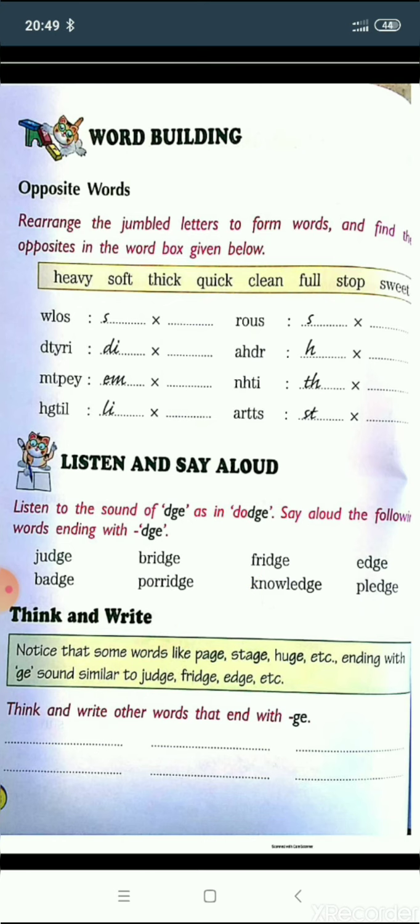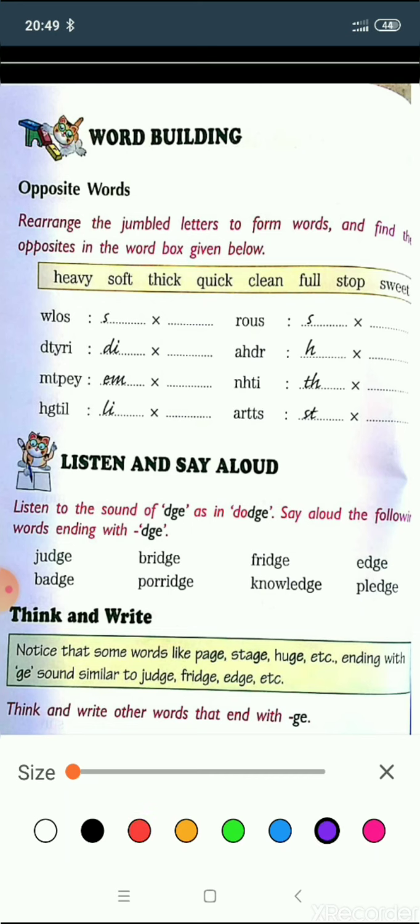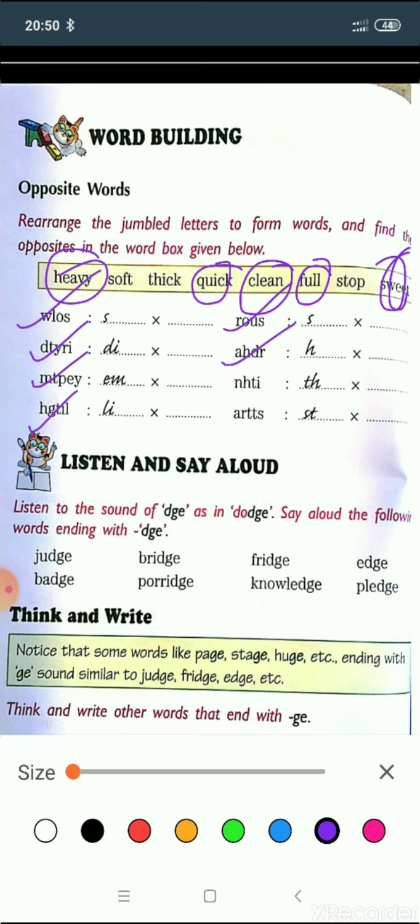So let's do it once again. First one is slow and opposite is quick. Second one is dirty, opposite is clean. Third one is empty, opposite is full. Fourth one is light, opposite is heavy. Fifth one is sour and its opposite is sweet. Then it is hard and opposite is soft. Then it is thin and opposite is thick. And then start and opposite is stop. So we are over with this exercise also.